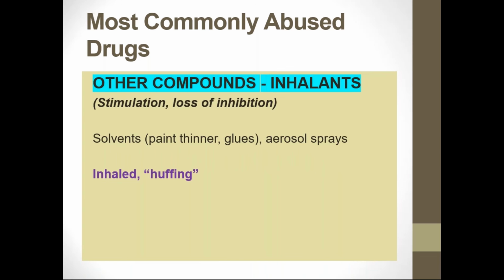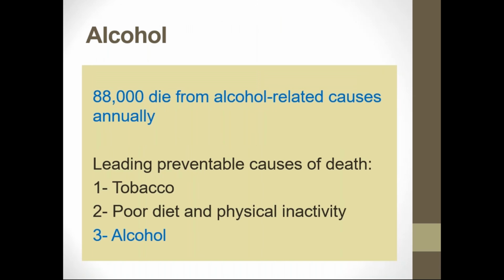And finally here, we have, as I mentioned, solvents, paint thinners, glues, aerosol sprays that people inhale for a high. Even though we talk a lot about opioids and methamphetamines and illegal drugs, actually more people die from alcohol-related causes annually than any other substance. Alcohol, in fact, according to the Centers for Disease Control and Prevention, is the third leading preventable cause of death. So when you go to chemical dependency, a lot of people there will be there because of alcohol abuse.